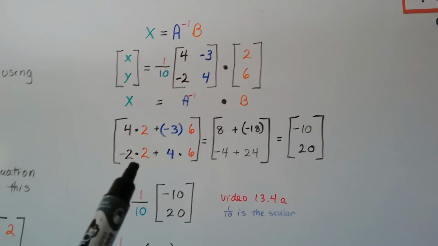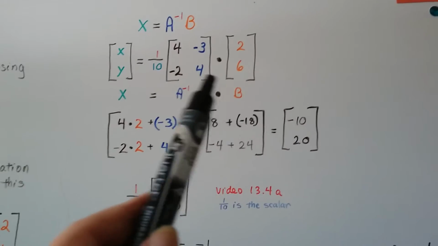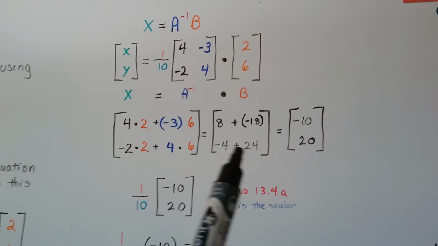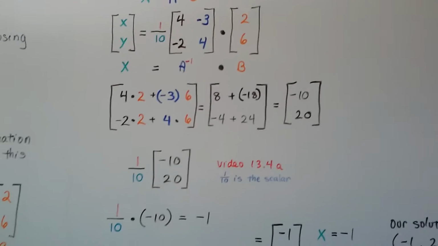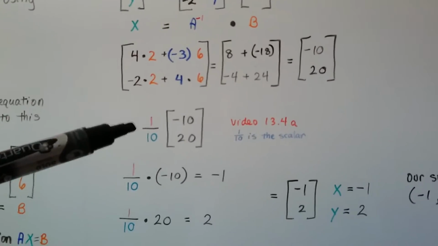Then we do the -2 times 2, and we add it to the 4 times 6. So we have a -4 plus 24, we have a 20. So we have a -10 and a 20. Now we multiply it by that scalar.